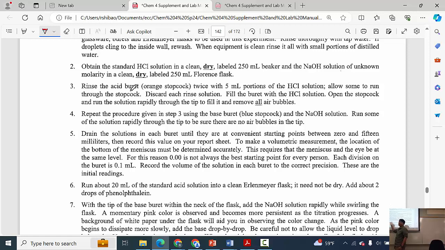All right, so we're going to run about 20 milliliters of acid. What we're going to do is put about 20 milliliters of acid into our Erlenmeyer, but we're not going to record it. You know why we're not going to record it? Because most likely you're going to make a lot of mistakes, and that's not going to be the final amount of acid.